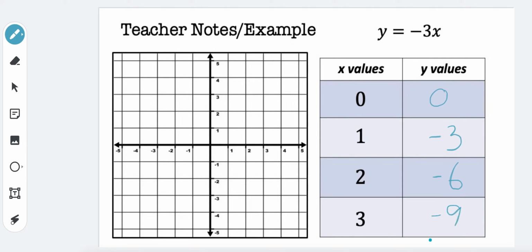All right, so let's finally plot these points. The first point we have is 0, 0. So that's the first point. And technically, all you need is 2 points to graph the graph, but we have 3 more here. So we have 1 and negative 3.